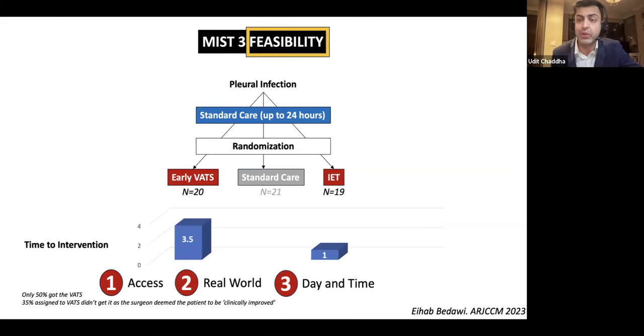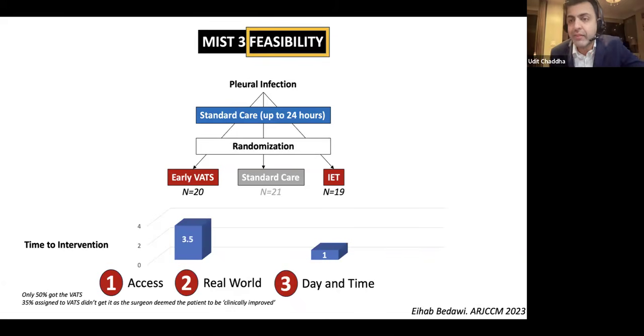In the surgical group, it took 3.5 days for someone to get surgery, which is, I think, a real world situation. There's a lot of different access to surgical groups. It really depends on the day and the time of the week. Is the consult placed on a Monday morning or a Friday afternoon, or a Saturday afternoon? So I do think the 3.5 days is real world experience.